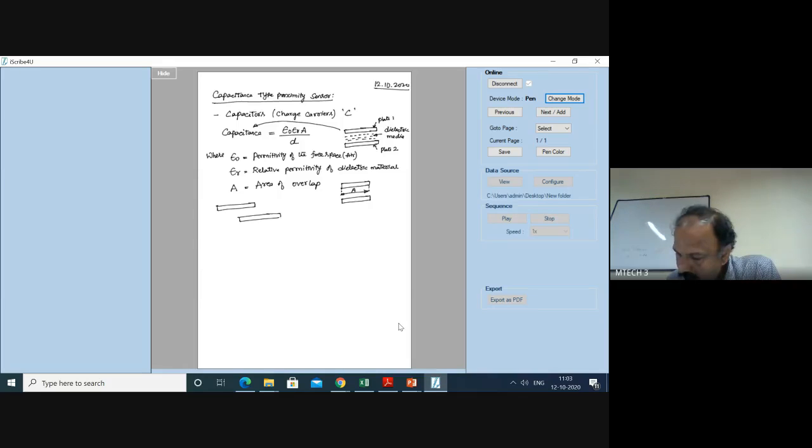Okay, the other plate is like this. What is the area of overlap? The area of overlap is going to be from this point to this point. Are you understanding now? So this is the area of overlap.